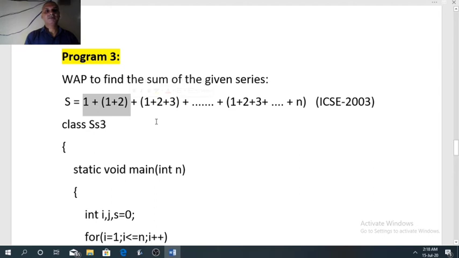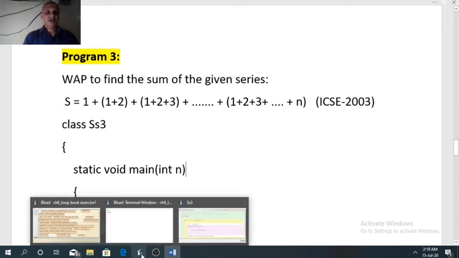That we have got. When we enter n equal to 3, it means we have to add first 3 terms of the series that I have highlighted here. So if you add all the terms, 1 plus 1 plus 2, that is 4, and 1 plus 2 plus 3, that is 6. So 4 plus 6 is 10.